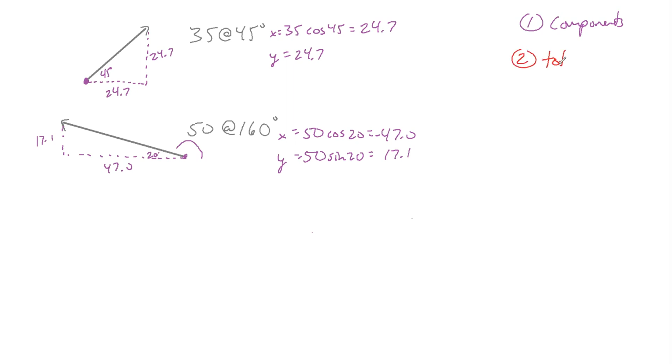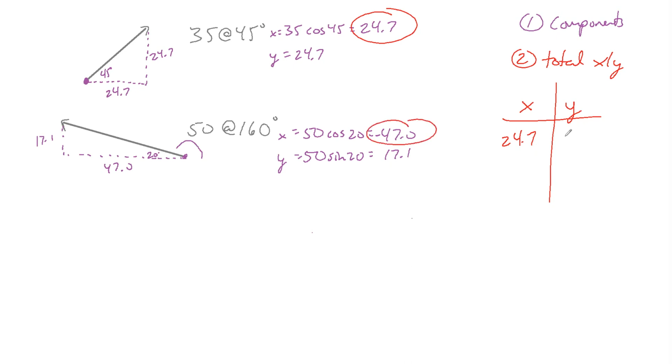Step 2 is I want my total x and total y. Now, to do this, a really common thing to do is a little chart type structure. A lot of physics type people, and especially people learning how to do this type of stuff, will use a chart. And it looks something like this. It's a little XY chart. And it's really simple. What we're going to do is take the x components and the y components and put them in the chart. So I go to my first vector, and the first vector had an x component of 24.7. So I'm going to put that on my chart, 24.7. My second vector had an x component of negative 47, so I'm going to put that, oops, wrong place, right there.